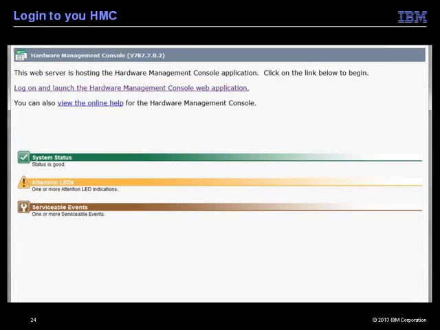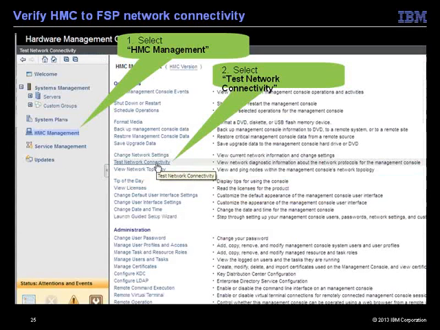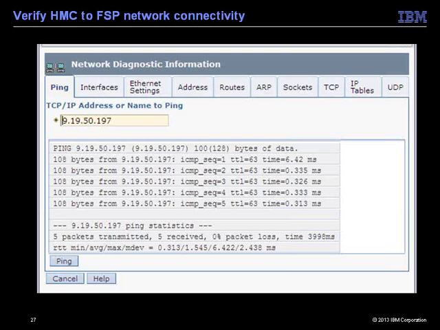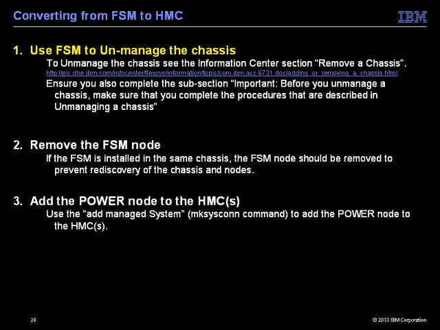So then we're going to go to the HMC, and we want to verify that the HMC can communicate with the FSP of our Power compute nodes. We're logged in. We go under HMC Management, or you could obviously SSH into the HMC and do this. We can select the Test Network Connectivity link there on the right, and we type in the IP address that we found from the CMM. Again, this is the IP address of the FSP of my P260. So I enter my IP address, I select ping, and I see zero packet loss, everything looks good. So my HMC is able to communicate with the FSP.